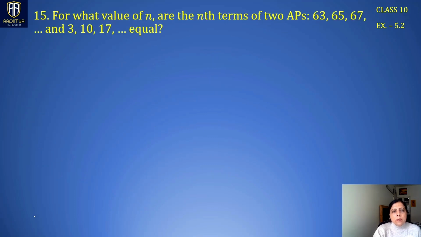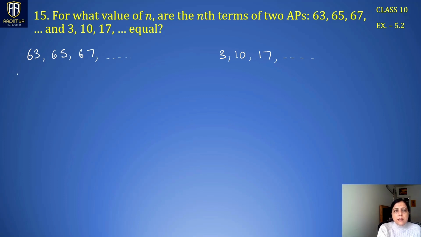Next question is, for what value of n are the nth terms of two APs equal? The two APs are 63, 65, 67 and so on. The second is 3, 10, 17 and so on. That means for what value of n the nth terms of two APs will be the same.